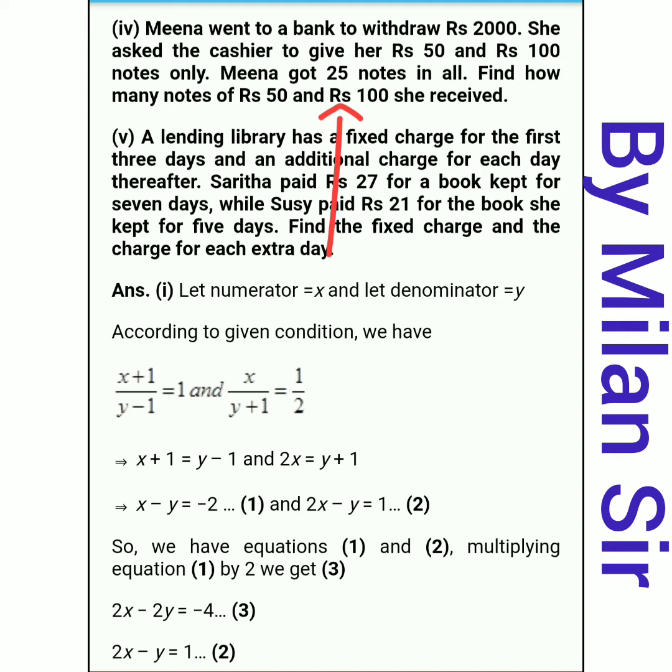Mina went to a bank to withdraw rupees 2000. She asked the cashier to give her rupees 50 and rupees 100 notes only. Mina got 25 notes in all. Find how many notes of rupees 50 and rupees 100 she received. So here two things we have, notes of rupees 50 and notes of rupees 100. So first of all we need to assume our two variables.